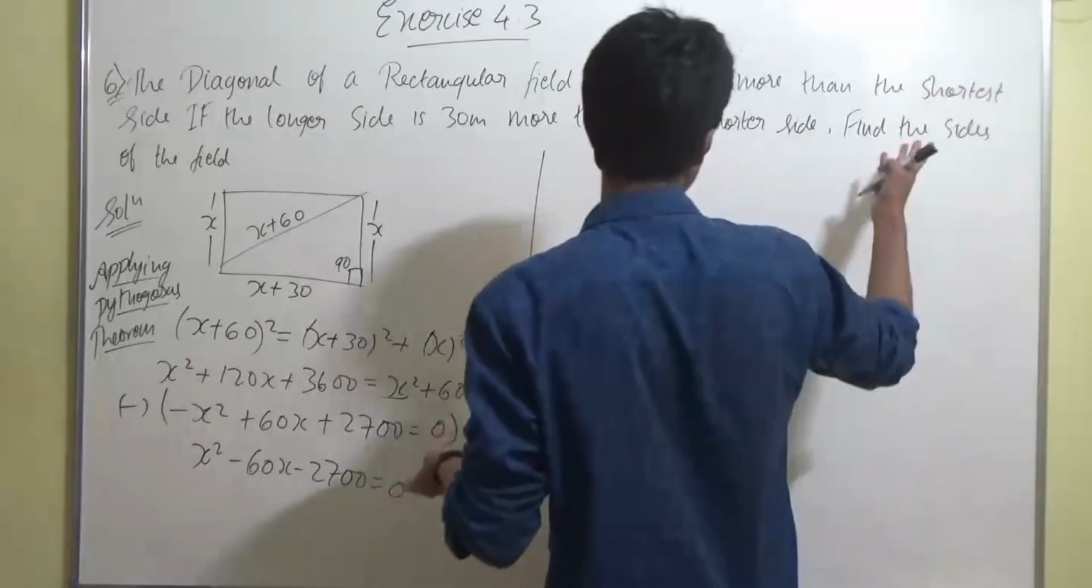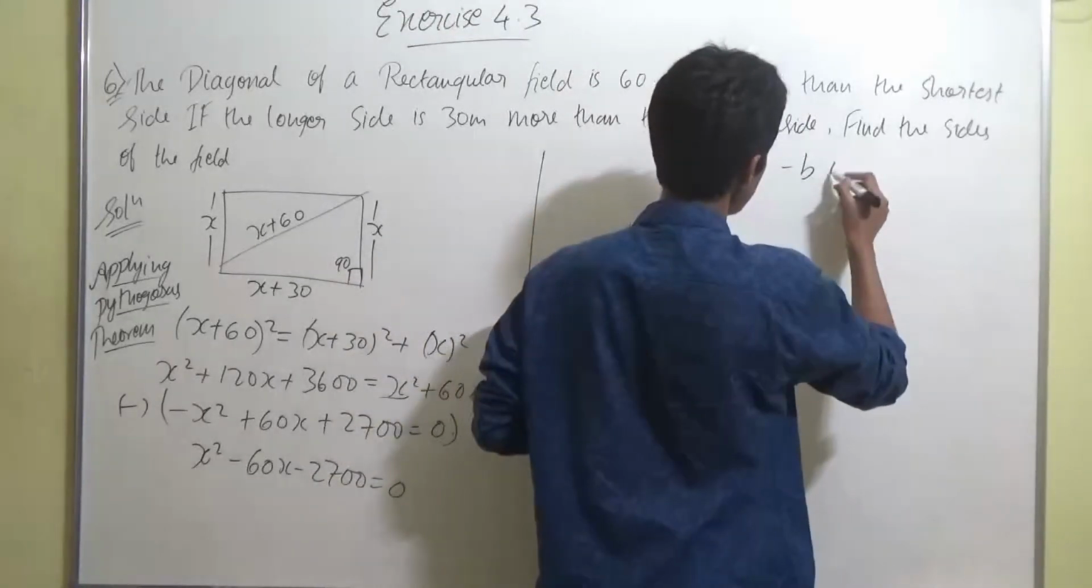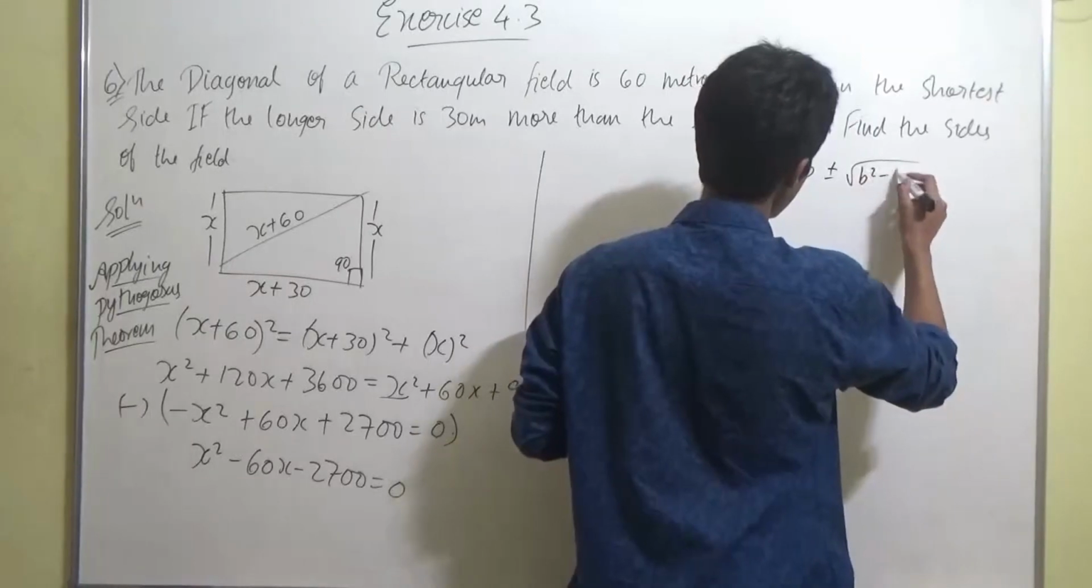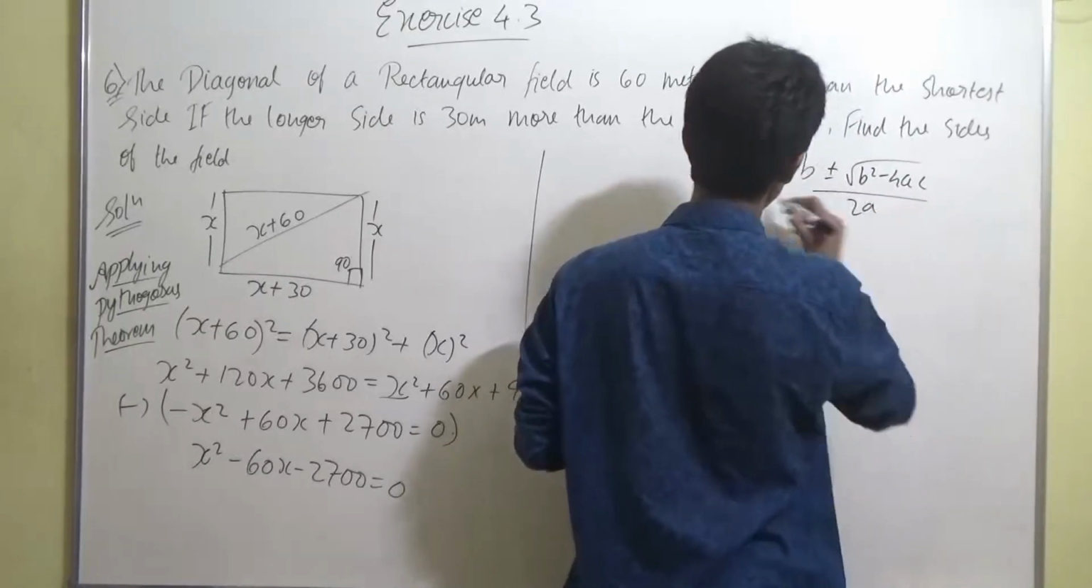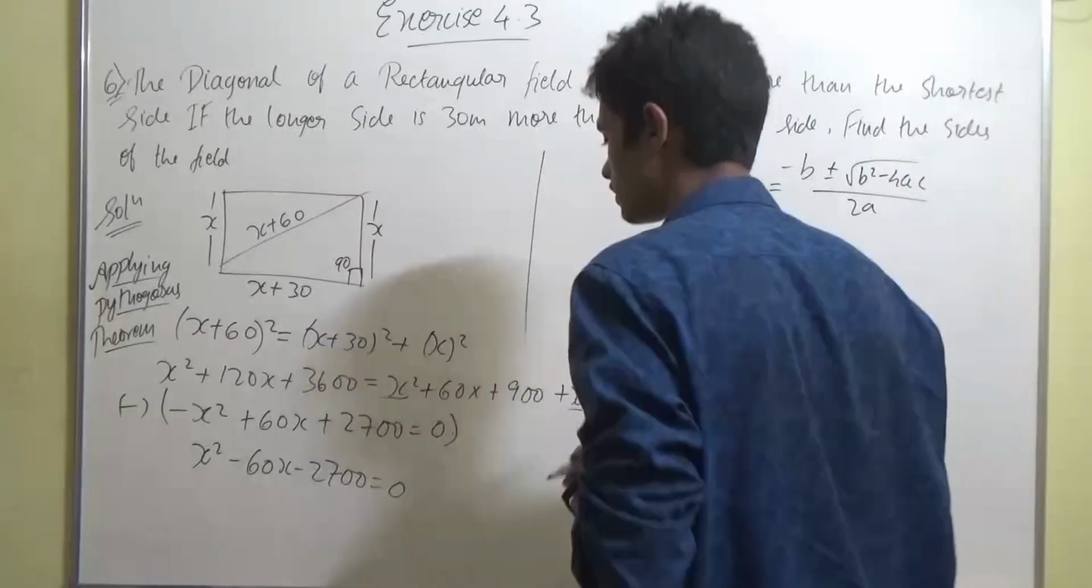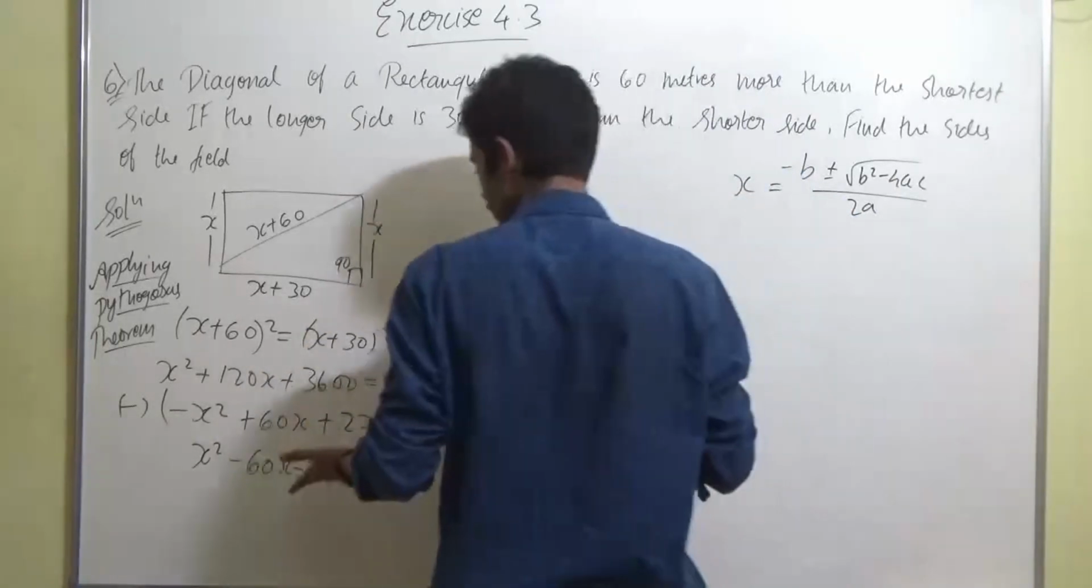Or else you can apply the quadratic formula. Which is the quadratic formula? That is minus b plus or minus root of b square minus 4ac by 2a. If you just put these values, you are going to get the value of x. As simple as that. But I'll do it with splitting the middle term.